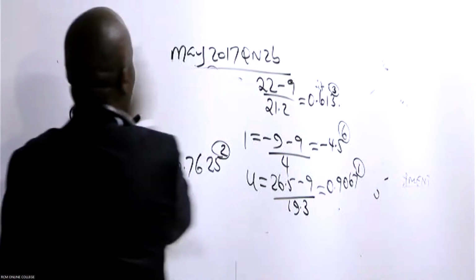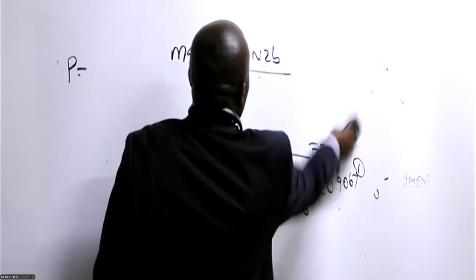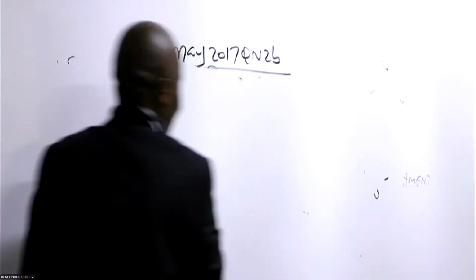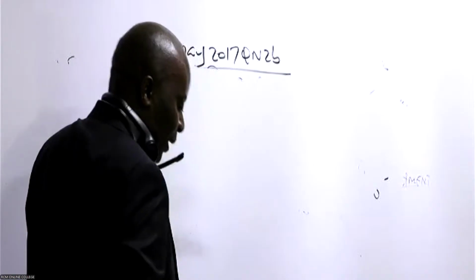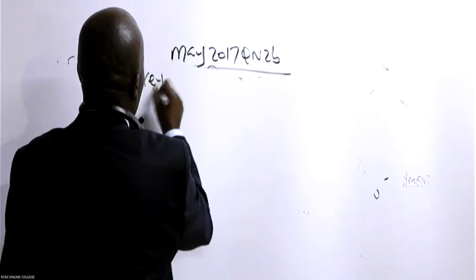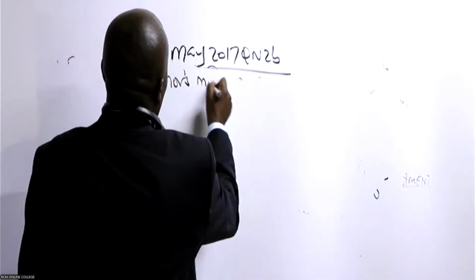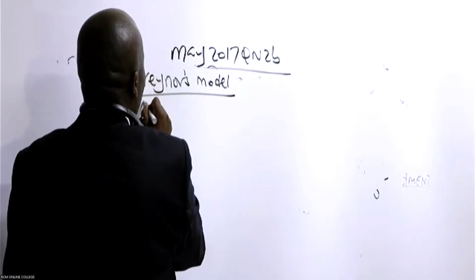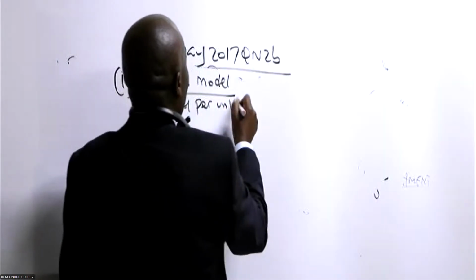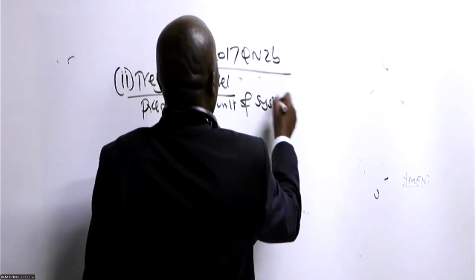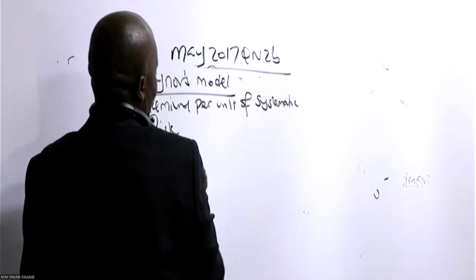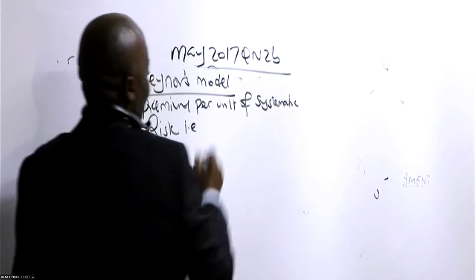So the Treynor's model, there are very important formulas that I must show you here, which you should really master. You must be able to master this. Now, number two, the Treynor's model. Again, this gives premium per unit of systematic risk.